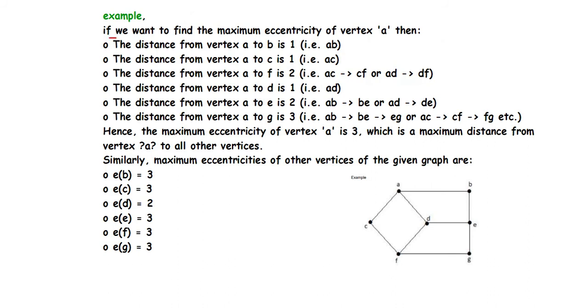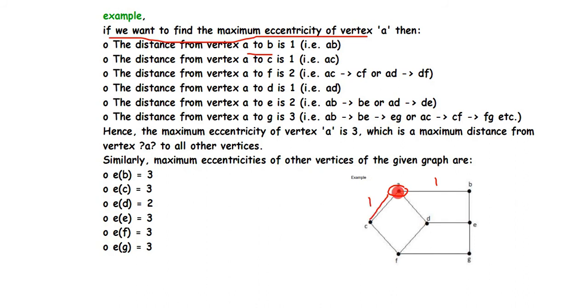Here, suppose we want to find the eccentricity of vertex A. The distance from A to B is 1, which means only one edge is traversed from vertex A. If you want to traverse from A to C, it is this way, which is also 1.